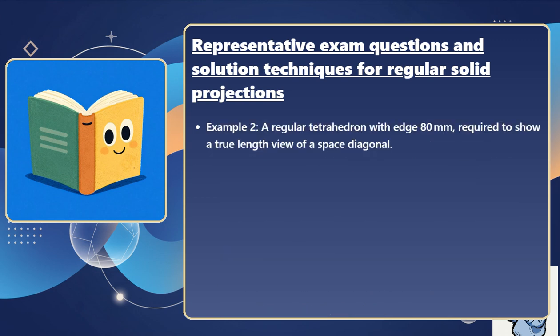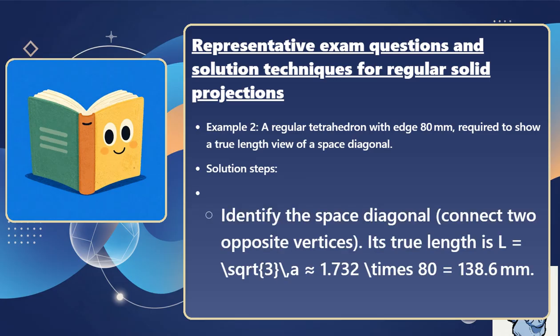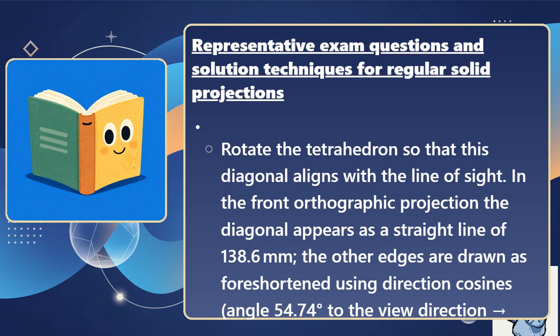Example 2. A regular tetrahedron with edge 80 mm, required to show a true length view of a space diagonal. Solution steps: identify the space diagonal, connect two opposite vertices. Its true length is L equals square root of 3, approximately 1.732, times 80 equals 138.6 millimeters. Rotate the tetrahedron so that this diagonal aligns with the line of sight. In the front orthographic projection, the diagonal appears as a straight line of 138.6 millimeters.